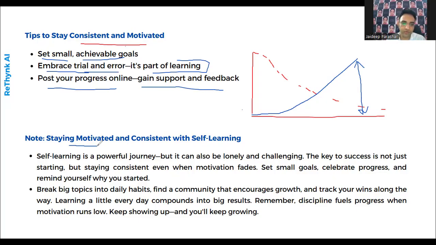So what you can do to stay motivated and consistent with self-learning. Self-learning is a powerful journey, but it can also be lonely and challenging. And who can understand this better than me? Trust me, it's a very lonely journey. But the key to success is not just starting, but staying consistent.